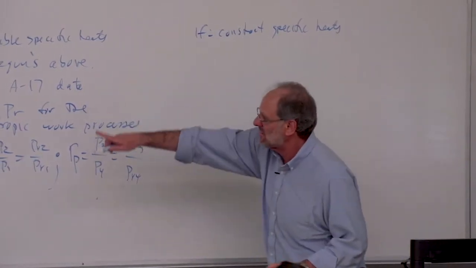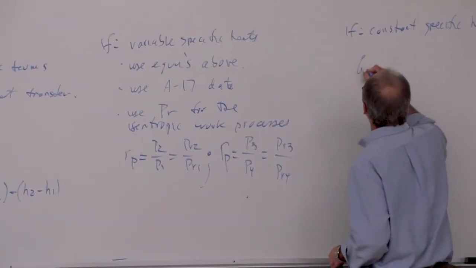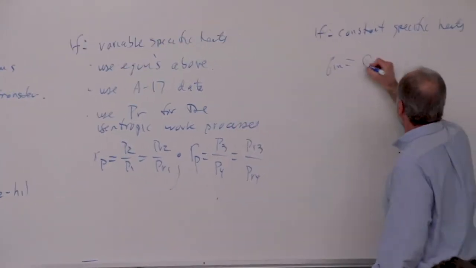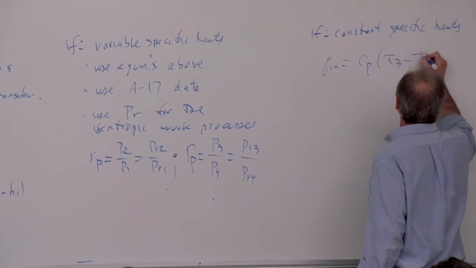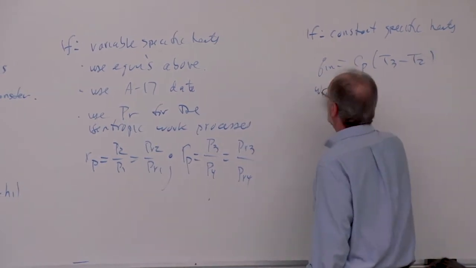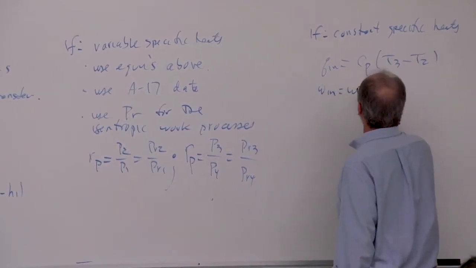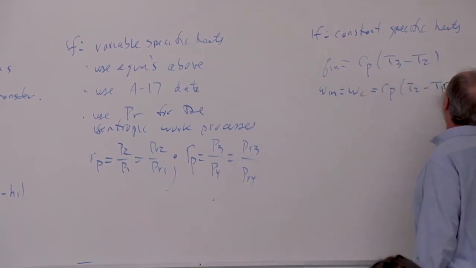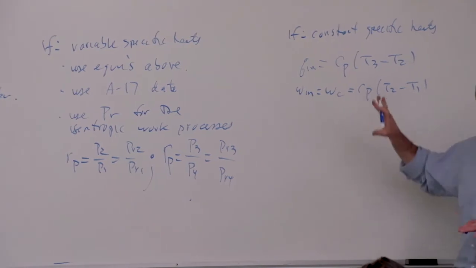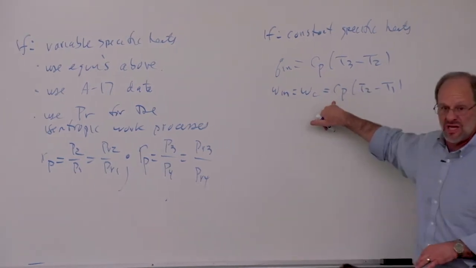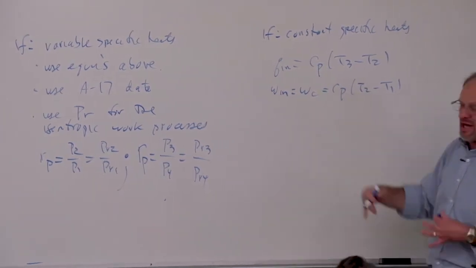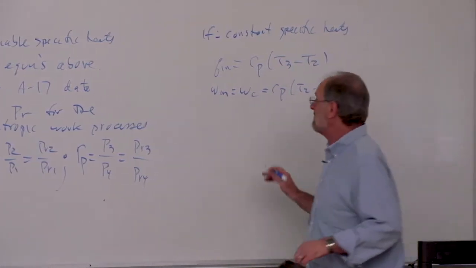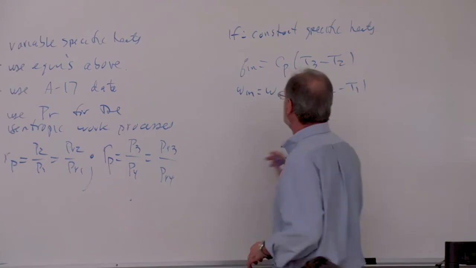So let's just look at each term in turn. The heat input, instead of H3 minus H2, is just going to be Cp times T3 minus T2. The work input in the compressor is just going to be Cp times T2 minus T1. Again, note these are enthalpy changes, so we have to use Cp, not Cv. Cv only applies if we're dealing with internal energies, and we have no internal energy change terms at all anymore. That's just for your reciprocating engine cycles.